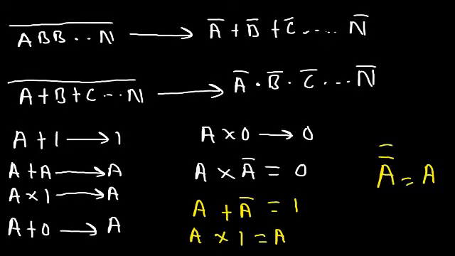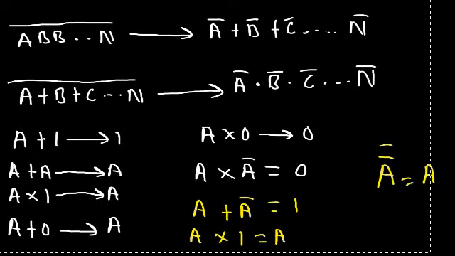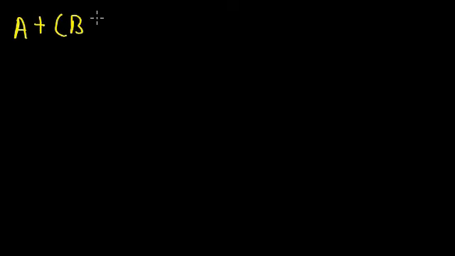Before I end this video, I would like to go over some examples in order to apply all these properties, in order for you to see the beauty behind De Morgan's law. So first, how can we simplify this? A plus B plus C bar, and all having a bar.